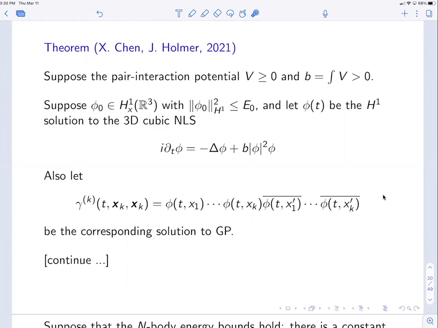Secondly, suppose that we take phi 0, a one particle function, just a function on R3, as initial condition for this Schrodinger evolution. Just say that the H1 norm squared is bounded by some constant E0, and take phi of t to be the H1 solution to this 3D cubic NLS. So then with that ingredient, define gamma upper k to be the corresponding solution to GP. So we have a very specific reference solution to GP.